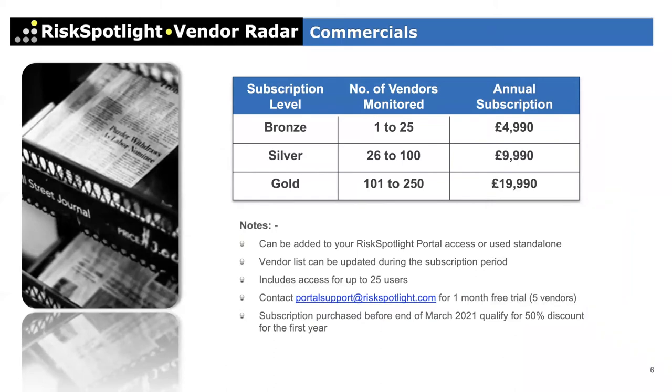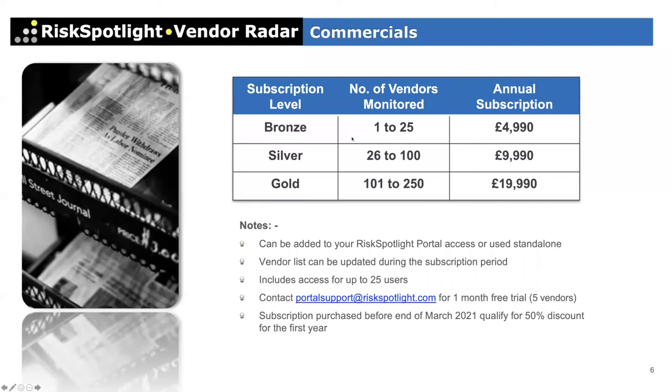So if you start with, let's say, up to 25 vendors, then the annual subscription would be $4,990. If you have more key vendors, then you can go up to the silver package with up to 100 vendors, and that's $9,990. And then with the gold, you can go up to 250 with $19,990 as the annual subscription.